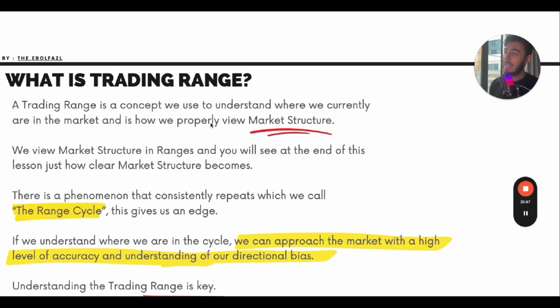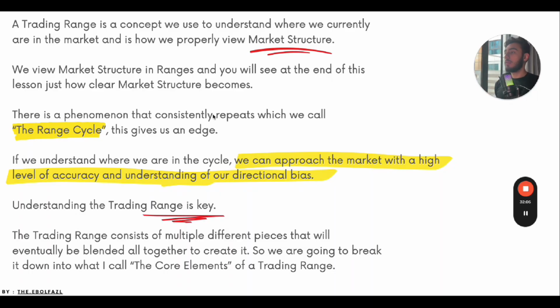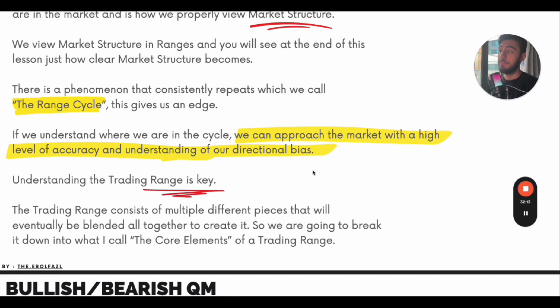A trading range is a concept we use to understand where we currently are in the market and how we view the market structure. We view market structure in ranges, and you will see at the end of this lesson just how clear market structure becomes for you. There is a phenomenon that consistently repeats, which we call the trading range cycle. This is one of the important things about liquidity that gives us an edge. If we understand where we are in the cycle, we can approach the market with a high level of accuracy and understanding of the directional bias. This is how important understanding the trading range is.